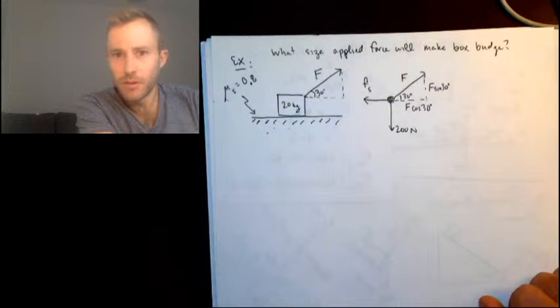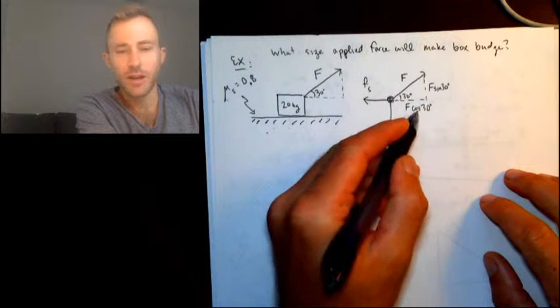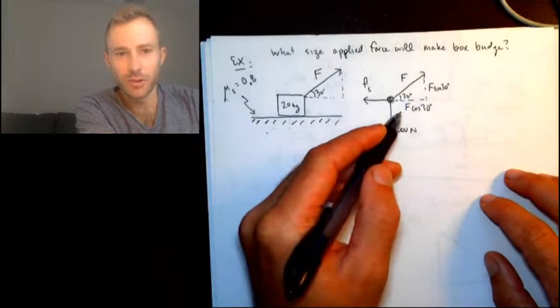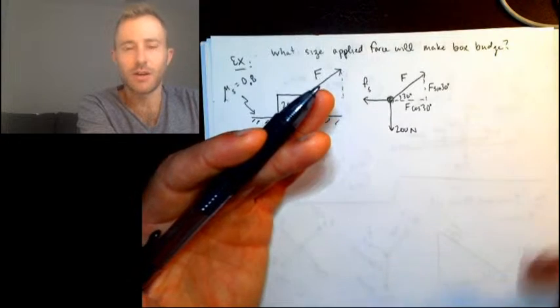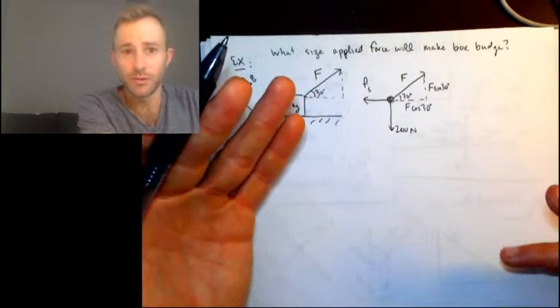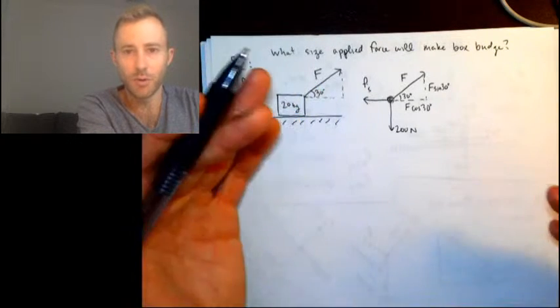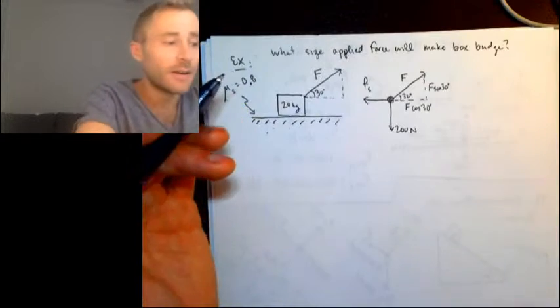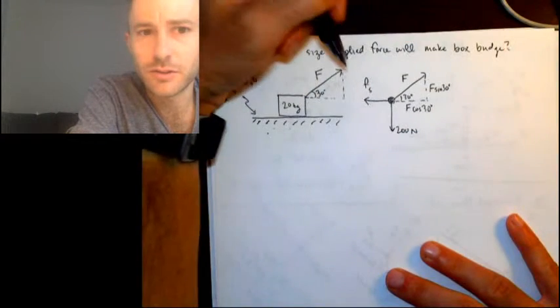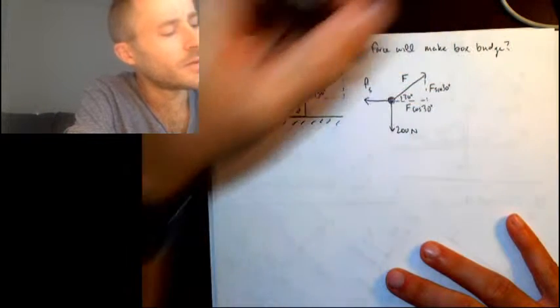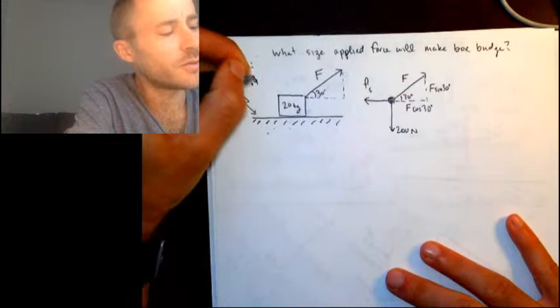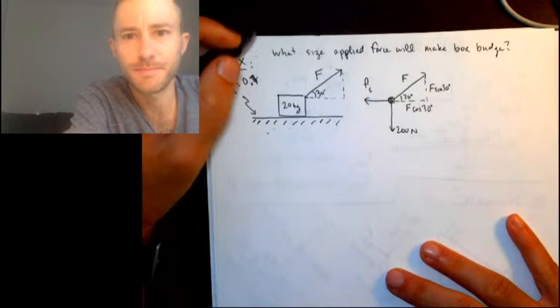Now, these are variables. F is a variable, so our free body diagram is going to have a lot of variables in it. There's going to be more variables this time. So let's see. I'm going to make this coefficient of friction a little bit less. Let's make it 0.7.